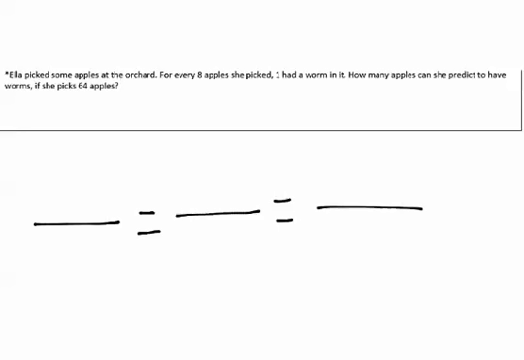Ella picked some apples at the orchard. For every 8 apples she picked, 1 had a worm in it. How many apples can she predict to have worms if she picks 64 apples? So we're going to look at the theoretical probability first. So we're talking about how many worms and how many apples. So we have 1 wormy apple for every 8 apples she picked. Again, that's the theoretical probability, 1 over 8.